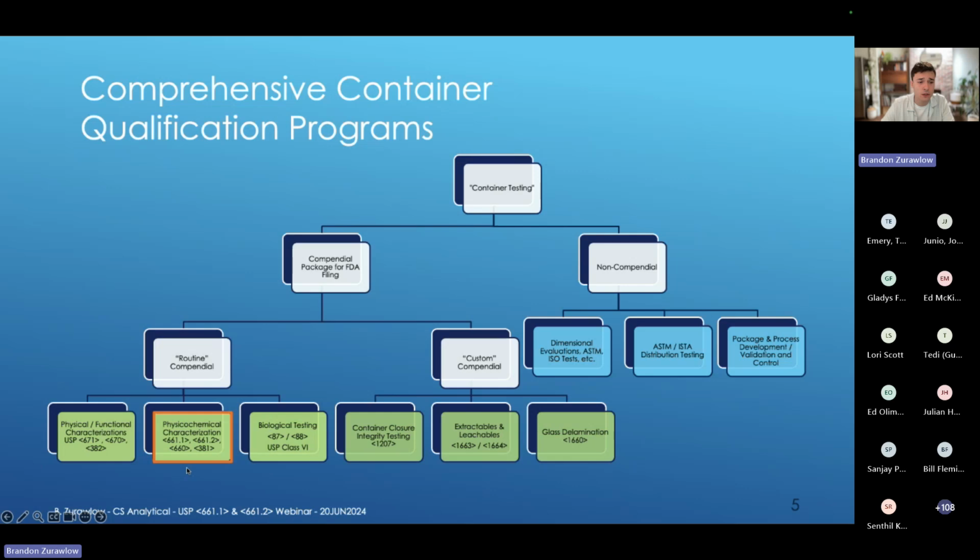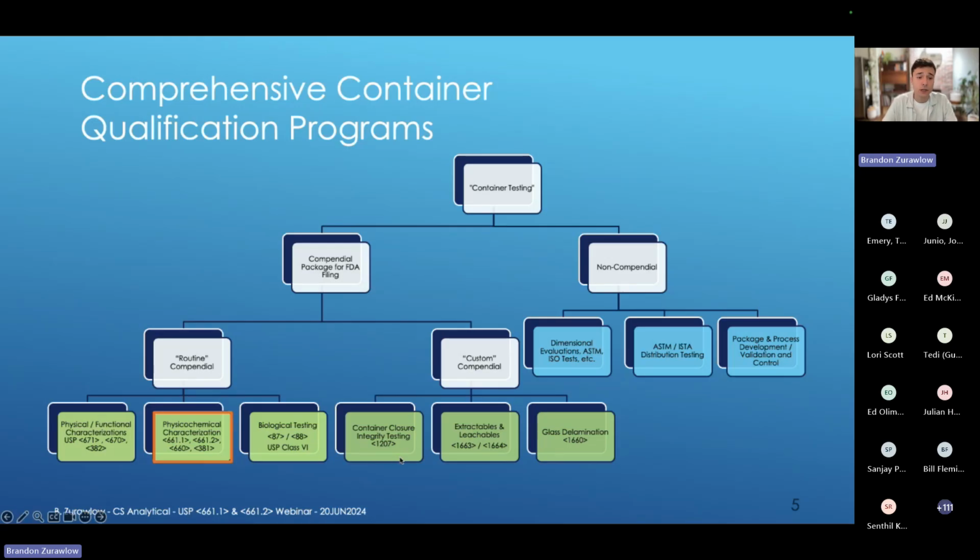In this particular box, you can see I have 661.1 and point 2, which we'll be talking about rather extensively today. Those are applicable to plastics, but I've also listed USP 660, which is the test for glass, and 381 for elastomeric closures to provide insight into the other types of chapters that are in this similar space. It's important to note that these 3-digit chapters do include prescriptive methods. So there is a detailed sequence of steps for, prepare the sample like this, subject it to these conditions, and perform these analyses and compare them to these specifications in most cases.